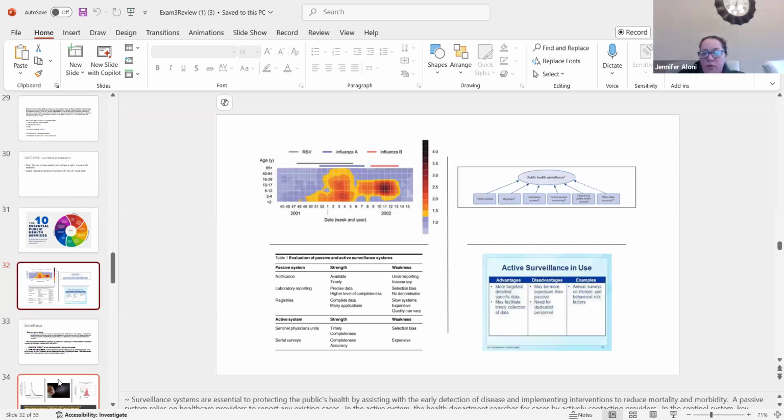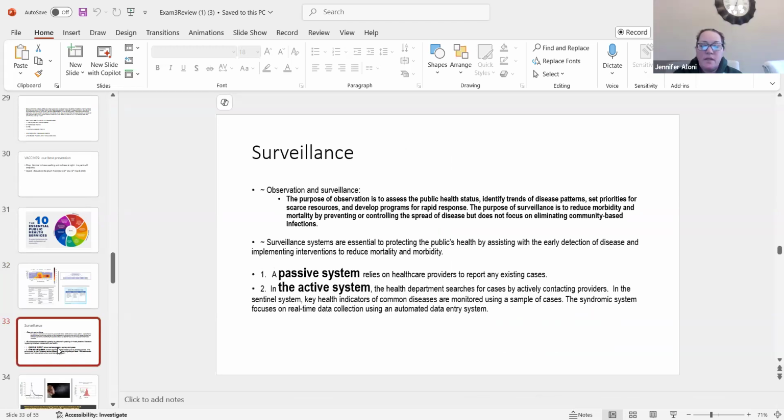Surveillance systems, we talked about, you have passive and you have active surveillance systems. Active surveillance systems are going to rely on healthcare providers. And what we do is we have a nurse in our active one that's going to work for the health department. They're going to go out there and get the information for you. Passive is when the healthcare providers provide it to the health department for our surveillance to see what's going on in the community. Okay, so make sure you're familiar with both of those.